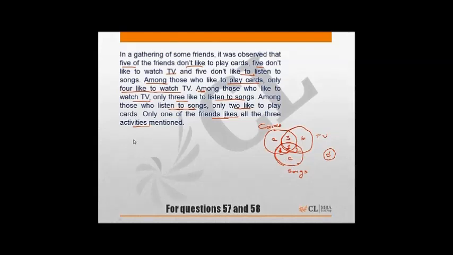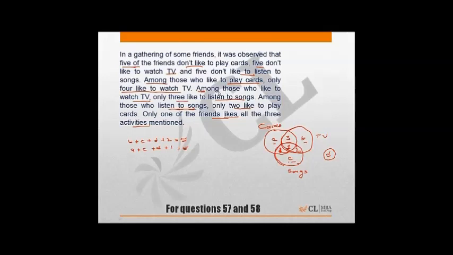Now, let's try to write it down. We know that 5 of the friends don't like to play cards. So, the friends who do not like to play cards are B plus 2 plus C plus D. So, we can say B plus C plus D plus 2 should be equal to 5. Similarly, 5 of the friends don't like to watch TV. So, not wanting to watch TV will be A plus C plus 1 plus D. So, A plus C plus D plus 1 is equal to 5.